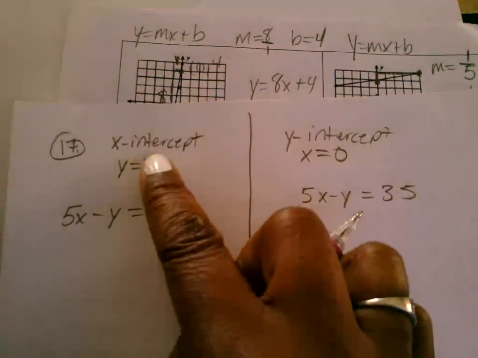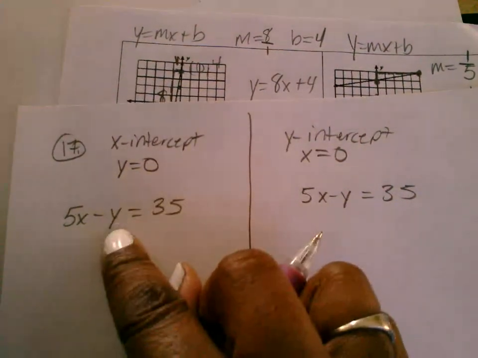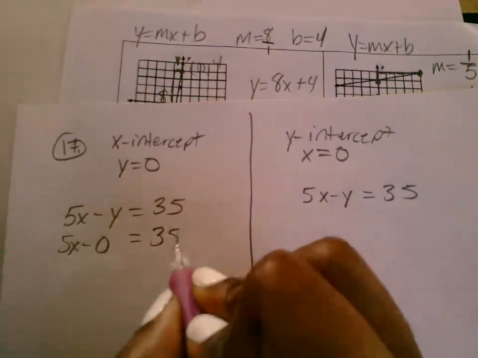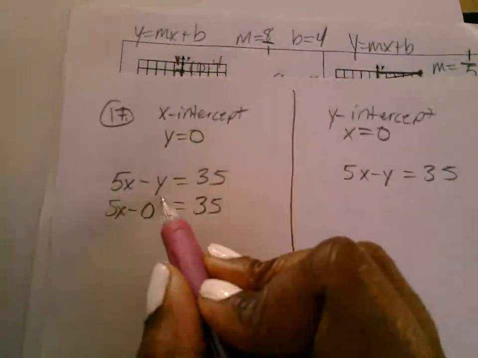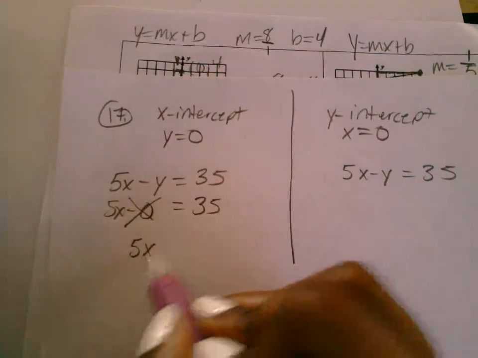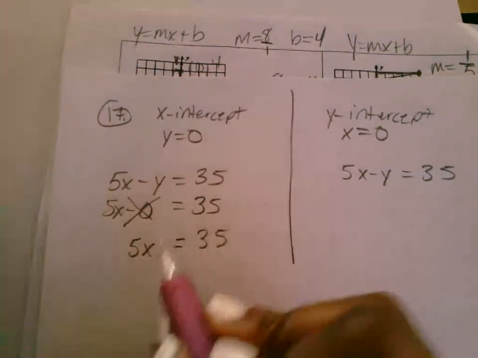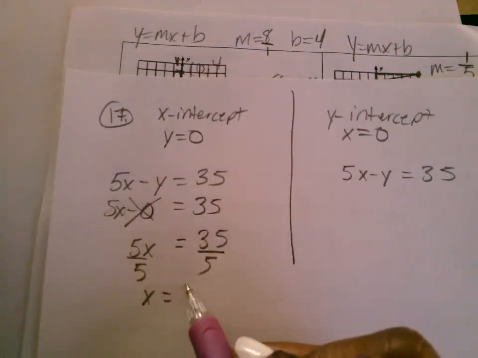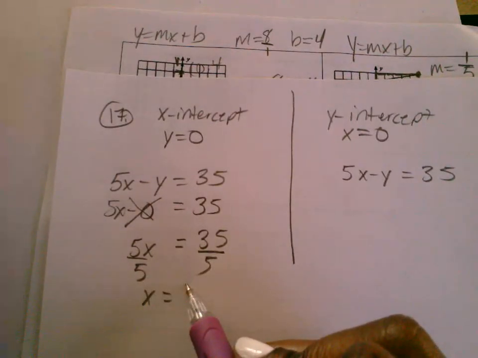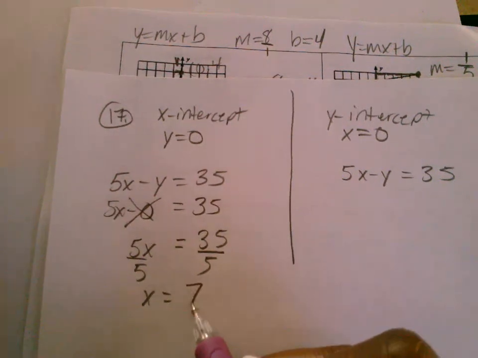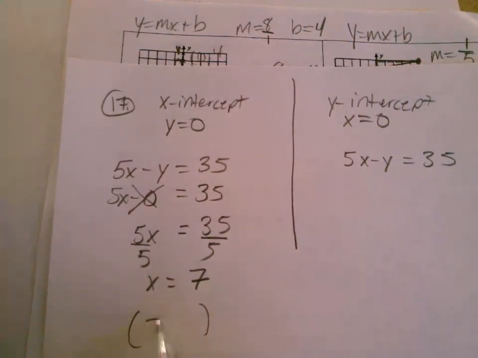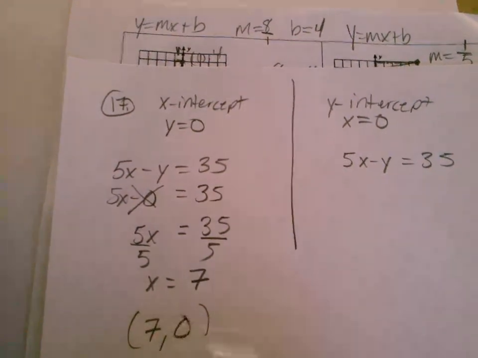All right, so let's find the x-intercept first. So let's plug in 0 for y. So this is 5x minus 0 is equal to 35. So now this is gone, and I'm just solving for x. I'm going to divide both sides by 5, and I get x is equal to what number? 7. So how do I write this as an ordered pair? 7, comma 0. Good job.